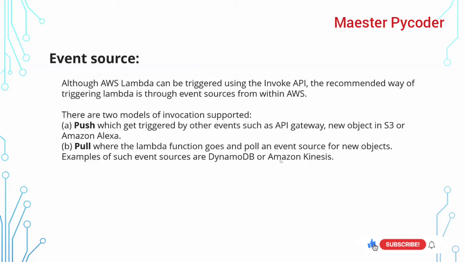Event source. Although AWS Lambda can be triggered using the Invoke API, the recommended way of triggering Lambda is through event sources from within AWS. There are 2 models of invocation supported. Push gets triggered by other events such as API Gateway, a new object in S3, or Amazon Alexa. Pull where the Lambda function goes and pulls an event source for new objects. Examples of such event sources are DynamoDB or Amazon Kinesis.